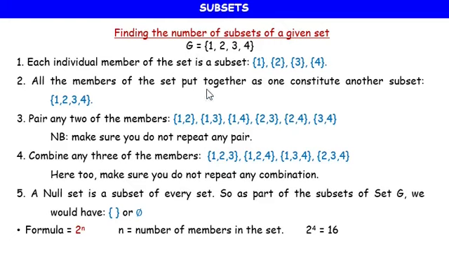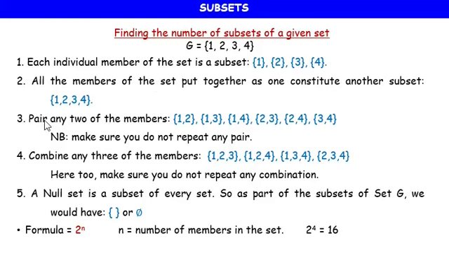To help us, we have our set G. We are going to use our set G to explain how we can determine the number of subsets of a given set. Our set G is equal to 1, 2, 3, and 4. Assuming we are asked to list all the possible subsets of set G, how do we go about it? Let's look at the first step.